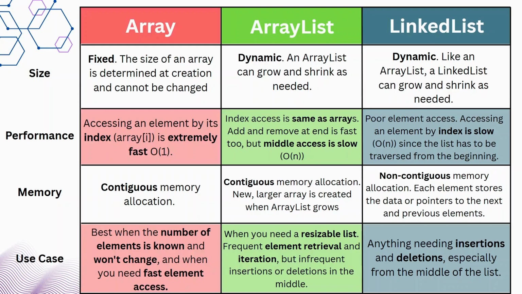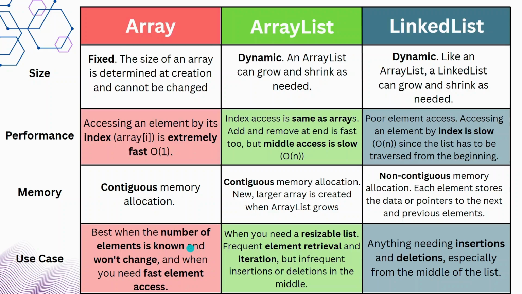So an array is fixed in size, meaning it cannot be changed after it's created. It's very fast when accessing elements by its index, usually described as O(1). It has contiguous memory allocation, meaning that elements are stored in a sequence starting at 0 and up to n minus 1, where n is the total number of elements. It's also best used when you know the number of elements and you know you don't need to change them.